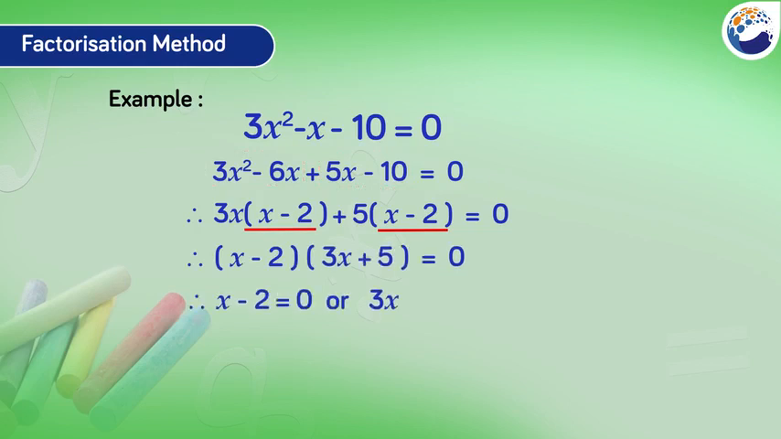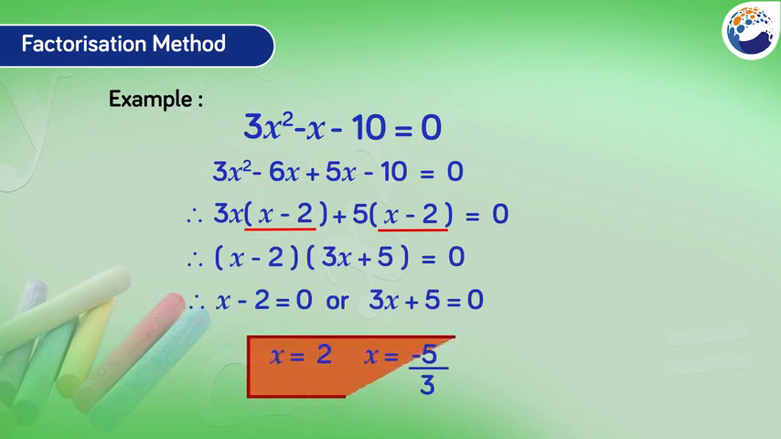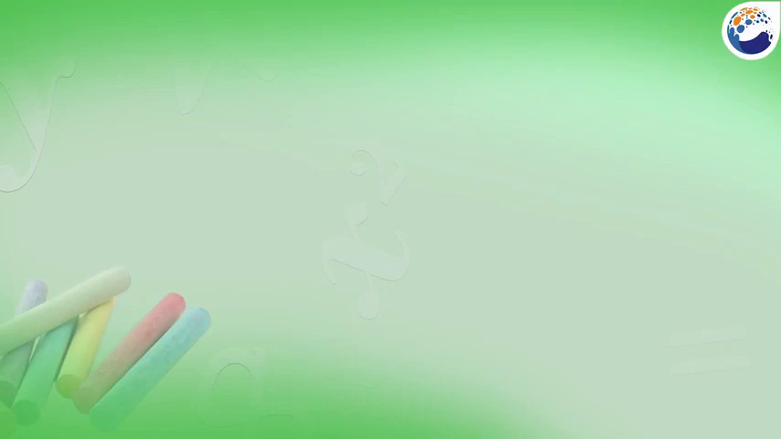x − 2 = 0 or 3x + 5 = 0. Therefore, x = 2 or x = −5/3. Solve these for practice.